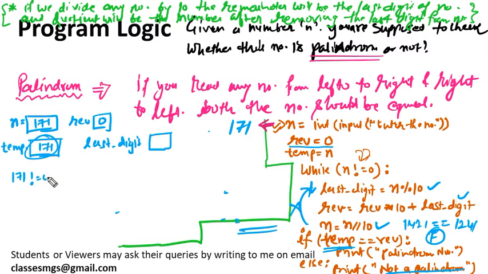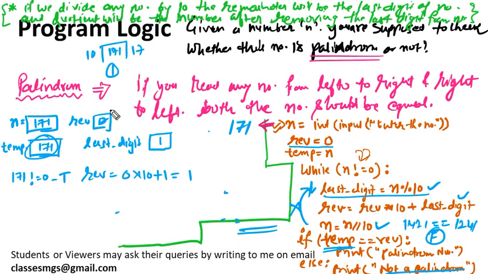Now this loop will execute. 171 is not equal to 0, condition is true. The last digit will become n % 10. 171 divided by 10, the remainder we will get is 1 and the quotient is 17. So last digit will become 1. Reverse is 0 initially, so 0 into 10 plus last digit 1 will become 1. Next, n divided by 10, the quotient will be 17, so n will become 17. Now the loop continues, 17 is not equal to 0, condition true.